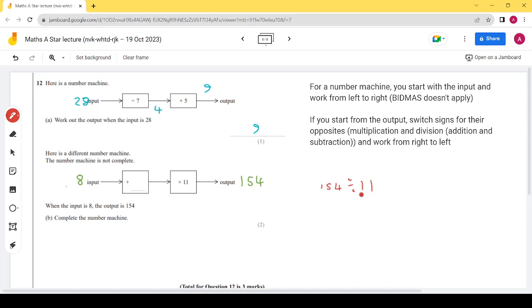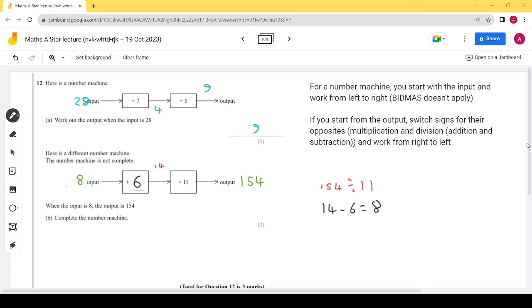And then I think that's just going to give us 14. I'm going to put it into my calculator just to be certain. Sure enough, it gives us 14 at this stage. And then plus what? 8 plus what equals 14 will be 8 plus 6, because 14 minus 6 equals 8. So we've completed our number machine now. 8 plus 6 gives us 14, times 11 equals 154.